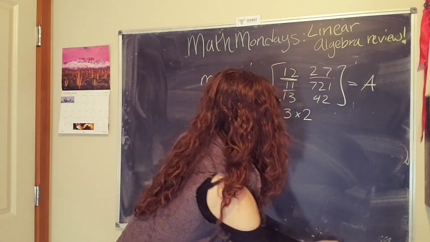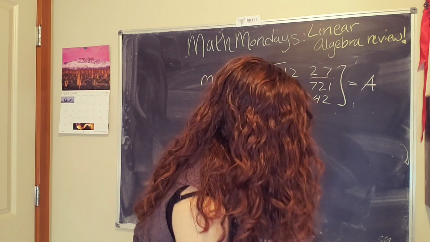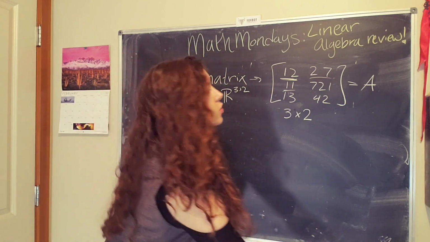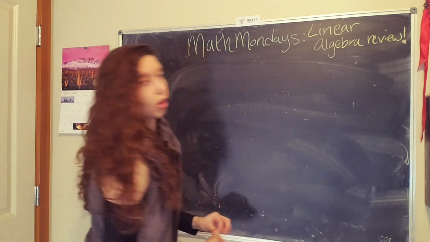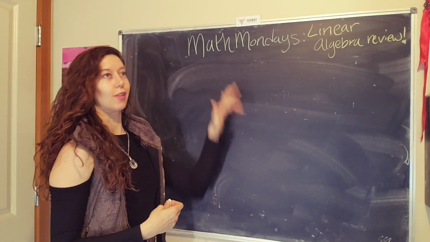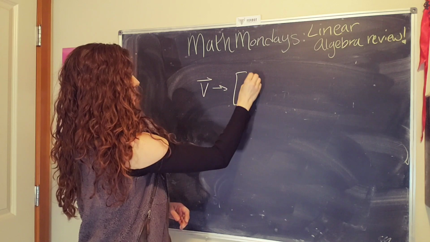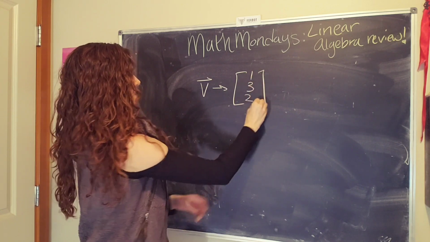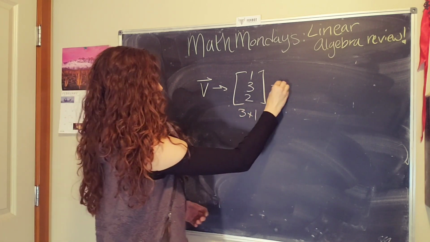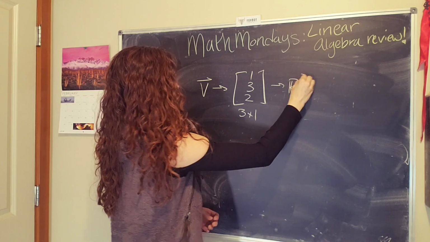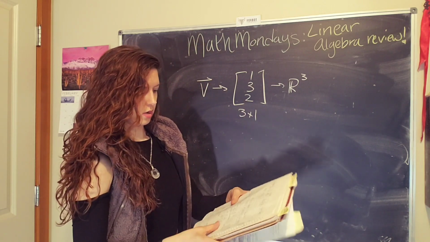Okay, let's see, did we want to do vectors first? Yes, we do. Vectors can also be represented as matrices. They have lots of rows, but 1 column. So let's say we have a vector v, and it's represented by this type of matrix. This is a 3 by 1 matrix, or you might just say it's a member of the real space in 3 dimensions.